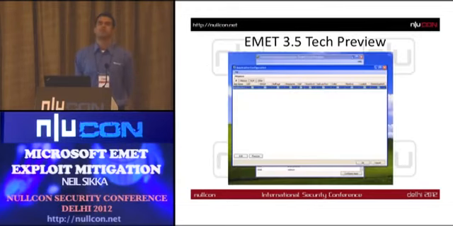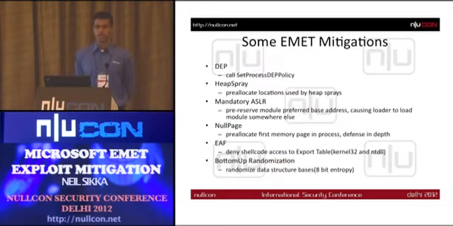So this past summer in Black Hat 2012, we released EMET 3.5 Tech Preview. And this is a screenshot. We have a lot of mitigations in there now. Some of the mitigations include DEP, which is data execution prevention. We implement the DEP mitigation by calling SetProcessDEPPolicy. We mitigate heap sprays by pre-allocating common locations used by heap sprays.